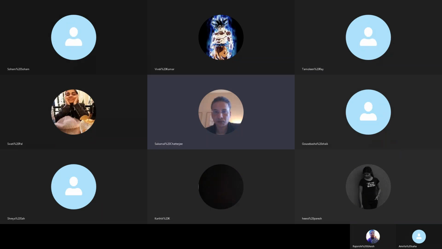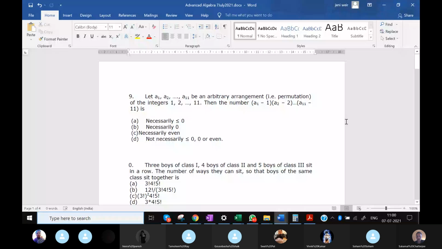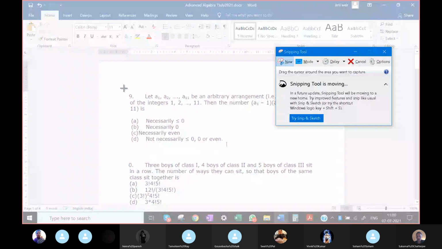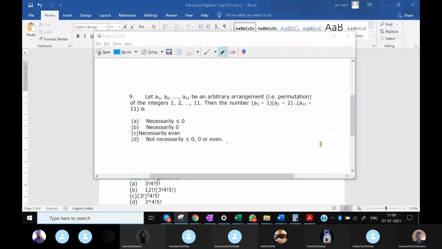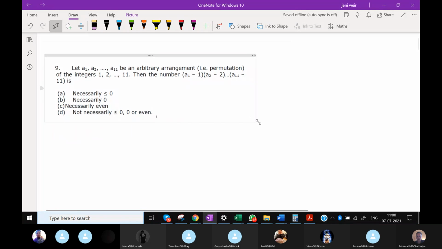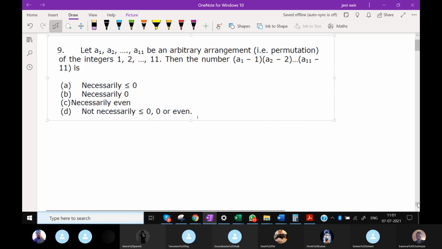Algebra topics. So start with this one. Let A1, A2 up to A11 be an arbitrary arrangement of integers 1 to 11.